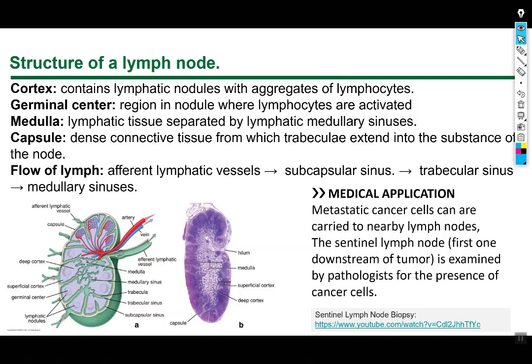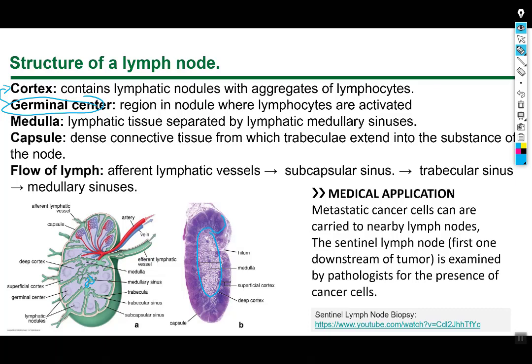So the medulla is in the center here. I want to stress that this area is the medulla. This is the cortex, which means that the germinal center is a feature of the cortex. The medulla is the lymphatic tissue separated by medullary sinuses, which are these little guys. Sinus just means spaces between cells, a place through which lymph passes. And then the capsule is the dense connective tissue that covers the whole thing.